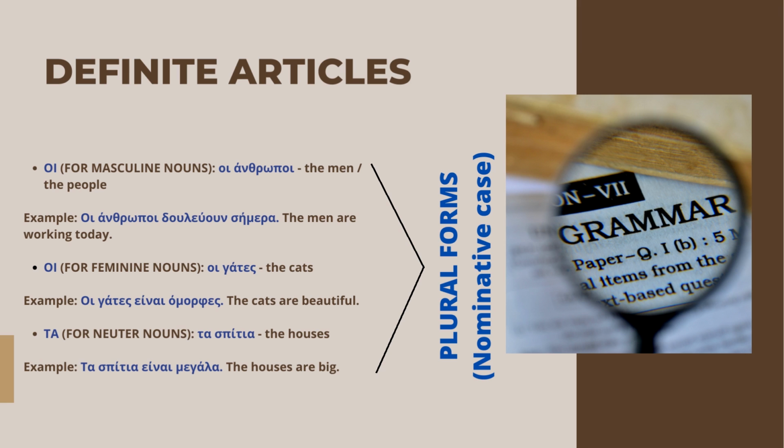And the last one is τα, for neutral gender words. Τα σπίτια, which means the houses, plural form. And a sentence in Greek would be: τα σπίτια είναι μεγάλα. The houses are big. So these are the definite articles with their plural forms in nominative case.